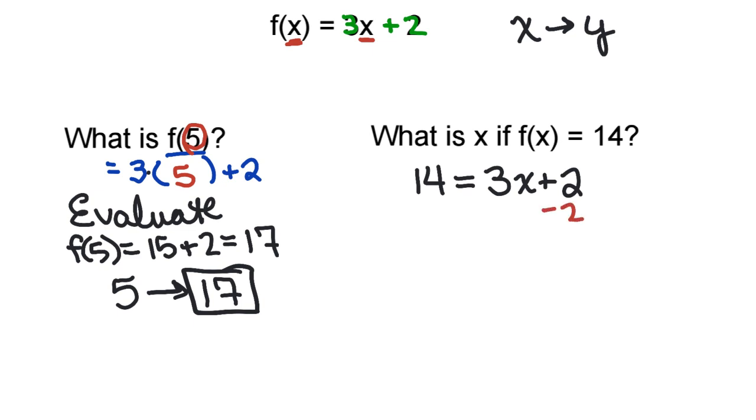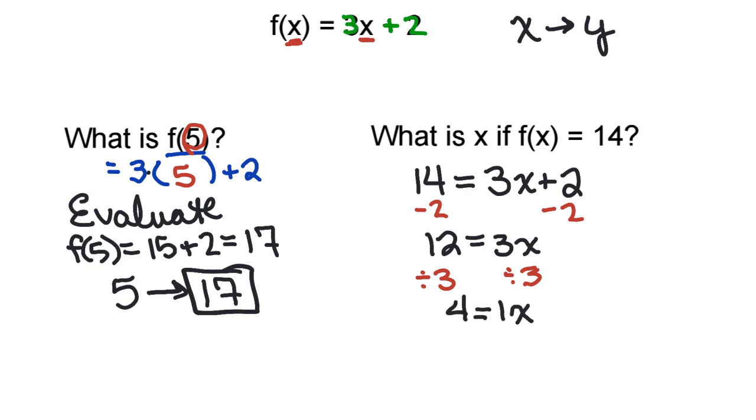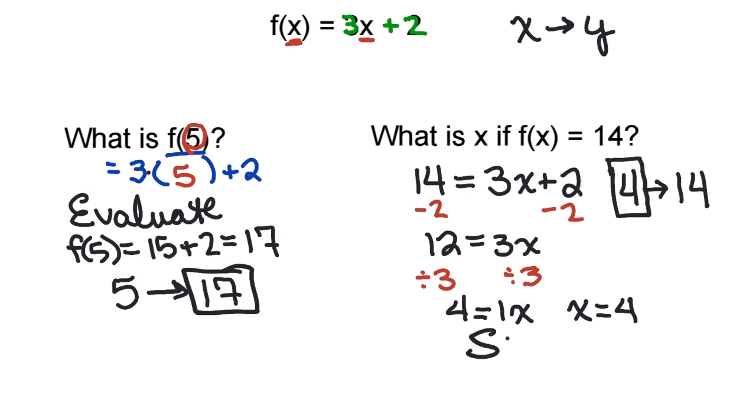So I'm going to subtract 2 from both sides, and I get 12 is equal to 3 times x, and then we divide by 3 on both sides. So we get 4 is equal to 1x. Well, I don't have to write the 1, because 1 times anything is just itself. So x is 4. What that tells us is if I plug in 4, if I input 4, I get the output 14. So this time the 4 is the answer. This is a solve problem, because we're solving for the input versus evaluating the input.